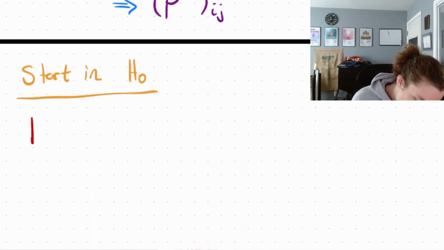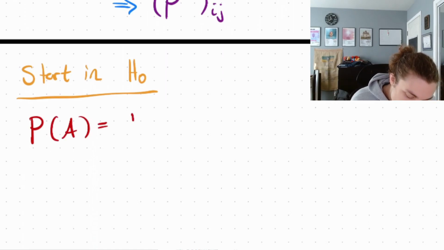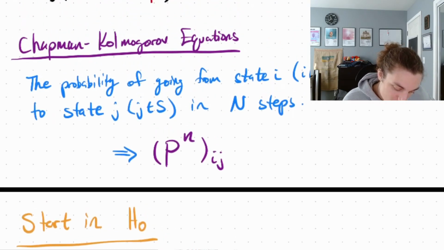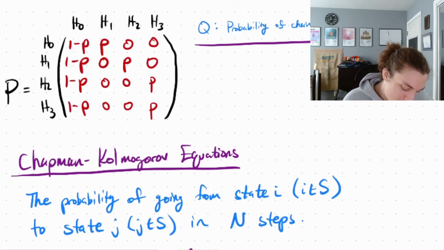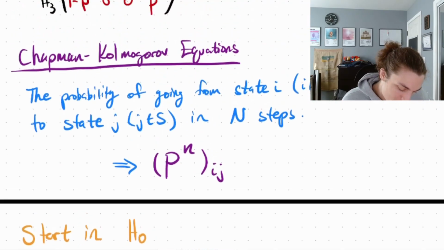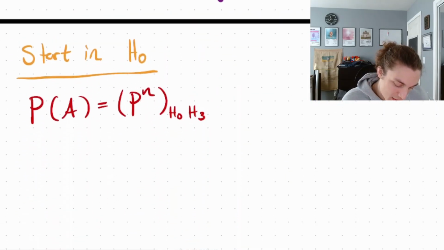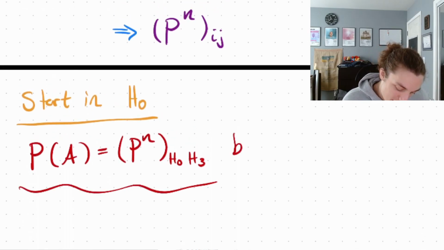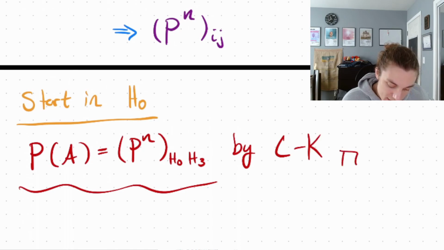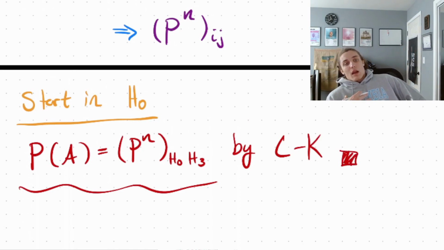is that the probability of A is equal to P to the n, H0 to H3, which, if we just look at the entries of the matrix, is going to be the 0 to 4 entry. Because we start in H0, we're going to state H3. That's our answer, by Chapman-Kolmogorov, and we're done. That's the probability. I would say this is kind of like a C plus B answer maybe, because it's wrong.